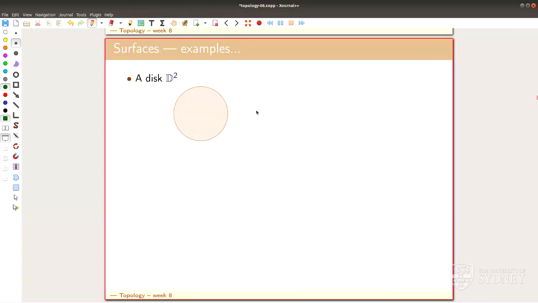A disk is a surface. I can show you the disk in the disk if you want. So every point has a local neighborhood that is a disk. This one is a bit trickier, but every point still has a local neighborhood that is a disk. So this is a disk with a hole in the middle, and it's called an annulus. I will use the notation A for this beast.